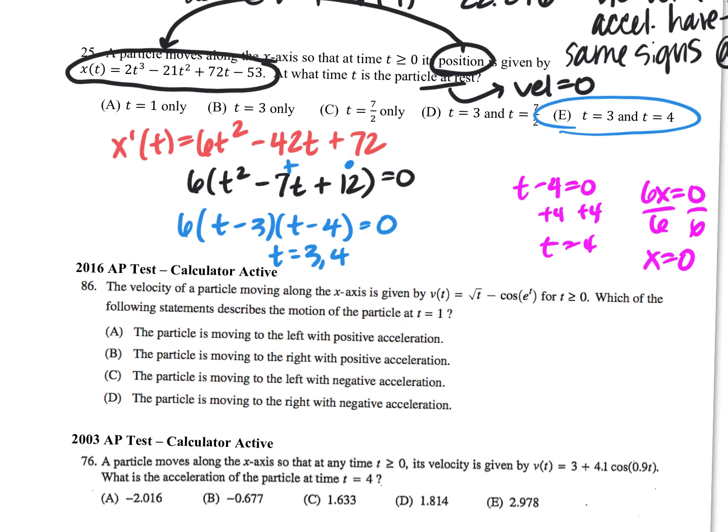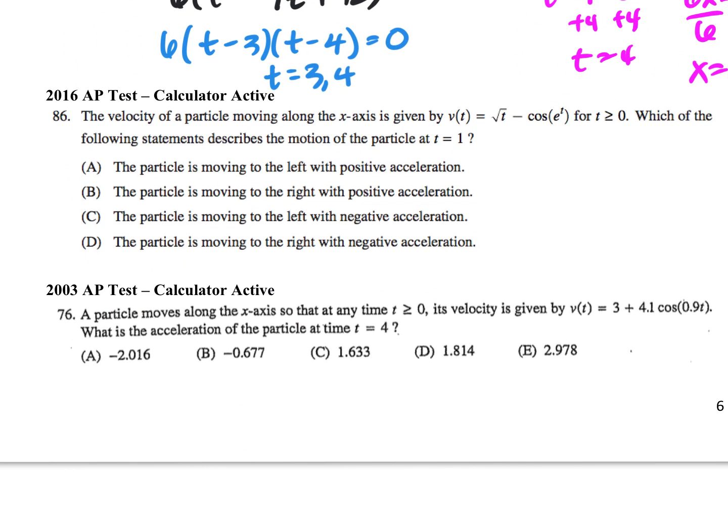Great question. So good. Okay, you guys, 2016. Okay, the velocity. Okay, you guys, they said velocity. Velocity is given, they called it V of t, those jerks. We can call them jerks. They called my velocity V. We're going to call them jerks then, okay? Which of the following statements describes the motion of the particle at 1?